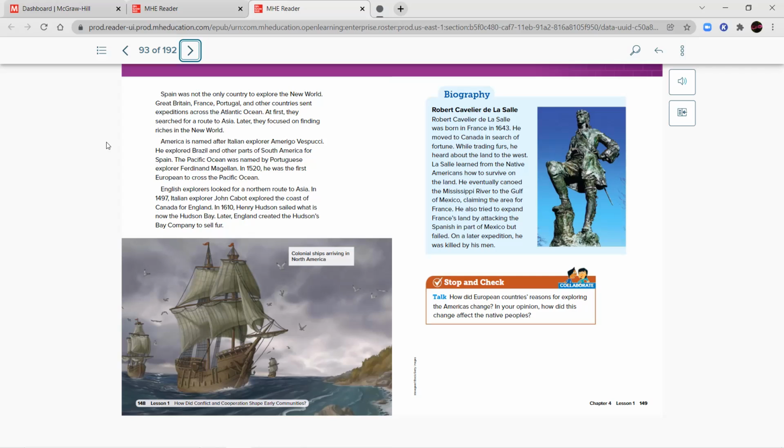Robert Cavelier de la Salle. Robert Cavelier de la Salle was born in France in 1643. He moved to Canada in search of fortune. While trading furs, he heard about the land to the west. La Salle learned from the Native Americans how to survive on the land. He eventually canoed the Mississippi River to the Gulf of Mexico, claiming the area for France. He also tried to expand France's land by attacking the Spanish in part of Mexico, but failed. On a later expedition, he was killed by his men.